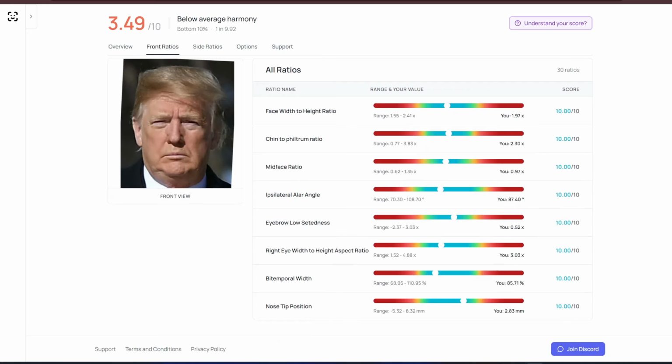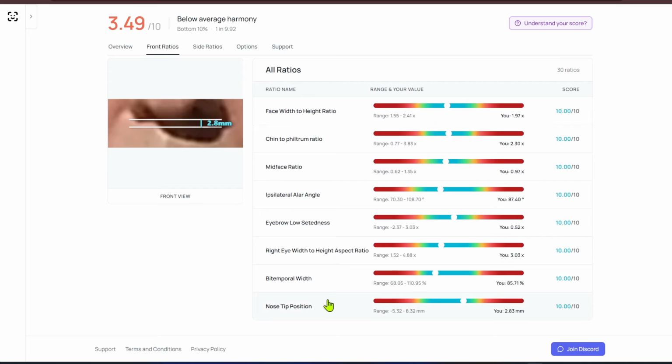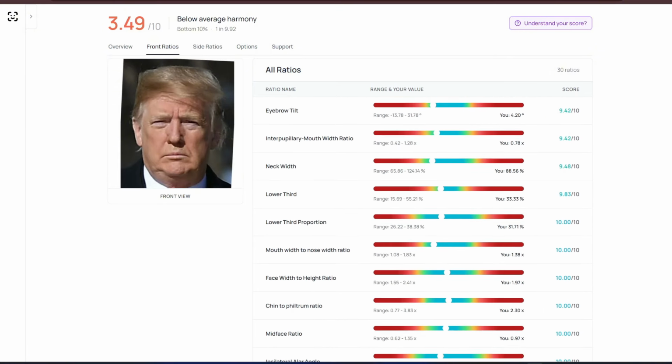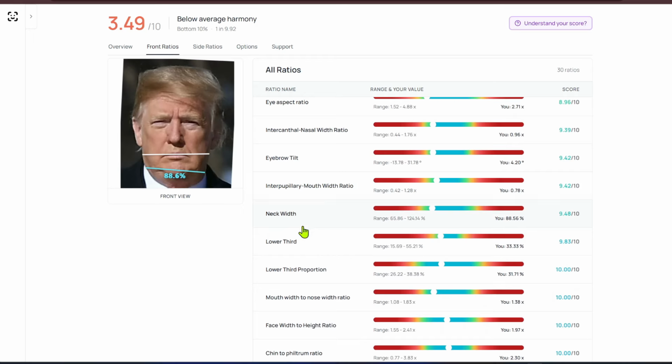His highest scores for his front profile: his nose tip position is ideal. Like most people, it's pretty common. His ipsilateral alar angle by itself is also ideal. His chin to philtrum ratio is also ideal, 10 out of 10. His neck width is ideal, you can see, but once he leans out, you can really see what the truth would be.